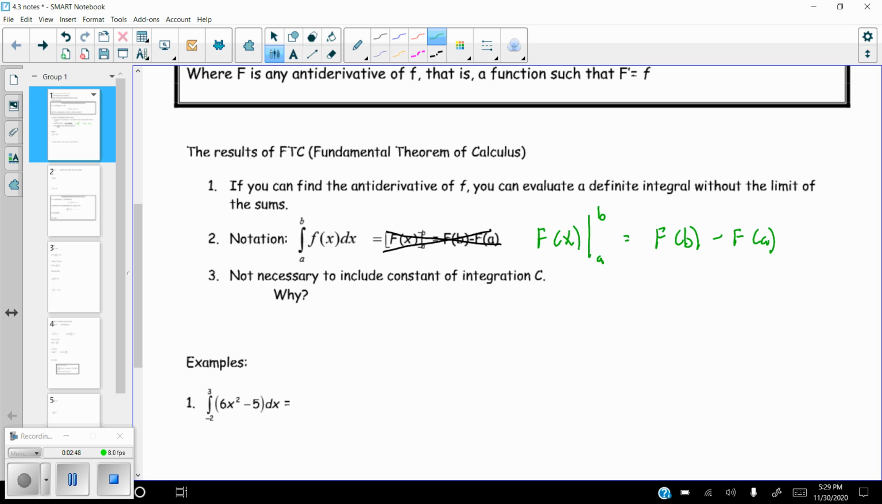So why is it not necessary to include c here? Well, the basic idea is that we could include the c, but the c values are going to subtract to 0. The c values will always subtract to 0. And that's in the case of a definite integral. So you could have on this one up here F of b plus c minus F of a plus c, but the c's are going to subtract out every single time. So we don't need the plus c.